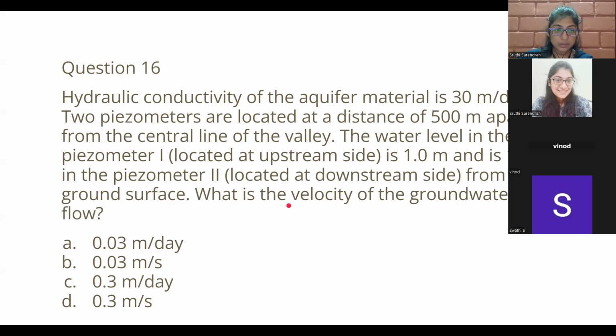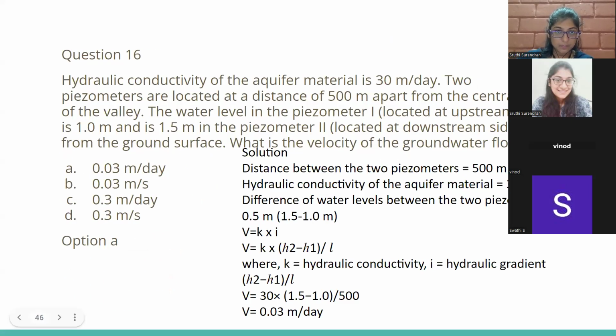Let's check the solution. So here they've said that the distance between two piezometers is 500 meters, which is basically the L term in the hydraulic gradient. Hydraulic conductivity given is 30 meters per day. The difference in the water level, that is H2 minus H1, or delta H, is the difference between the heads at the first piezometer and the second piezometer. So delta H is equal to 0.5.